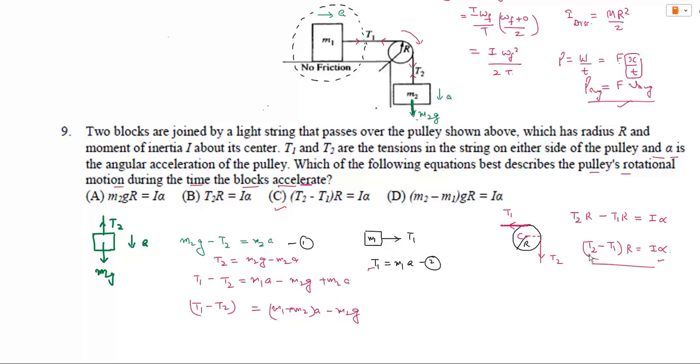If you substitute the value of T2 minus T1 from this equation into this equation, T2 minus T1 will be M2G minus M1 plus M2 times A. If you substitute this value here, you will not get this equation because one part will be missing, and also there is a negative sign, so you can get equation number 4. So the right option is option C.